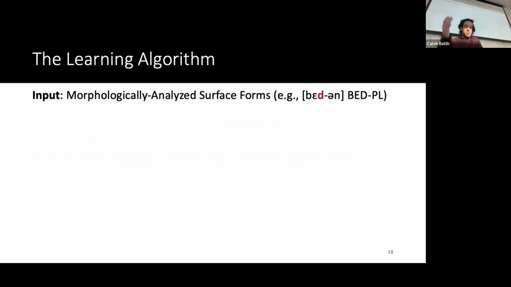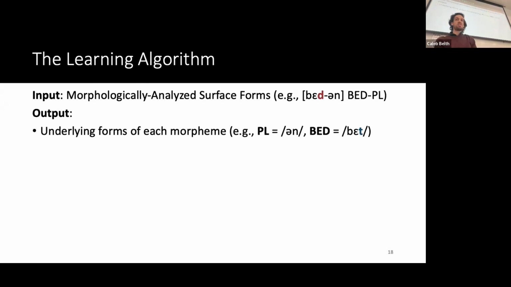All right, so I'm going to give a little sketch of the learning algorithm encoding this idea. But first, I'm going to describe its input and output. The input is going to be some morphologically analyzed surface forms. An example given here, bed on with bed plural, so it's morphologically segmented, but then there's also a gloss specifying what each morpheme is. I have some ongoing work looking at not making that assumption, so simultaneously learning the morphological analyses. But for purposes of today, we're going to assume the inputs are already morphologically analyzed.